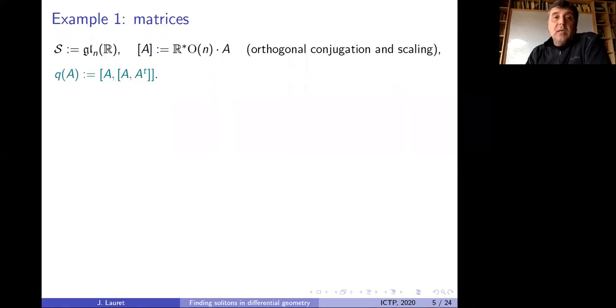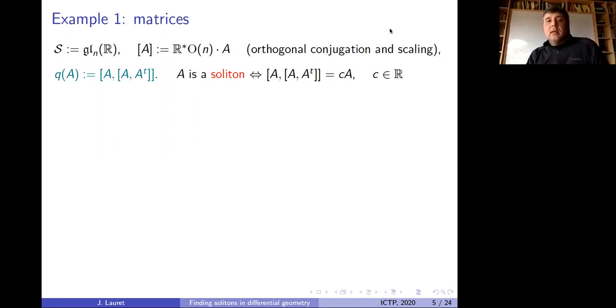So the tangent space at the matrix of the GL_n orbit of the conjugation class is the bracket between A and something. And then if you put that something as this, measuring how far the matrix is from being normal, this looks like a natural preferred direction. And what you get is that A is a soliton if and only if this Q is a multiple of A. So this part is gone of the tangent space. And this is a very nice equation for a matrix.